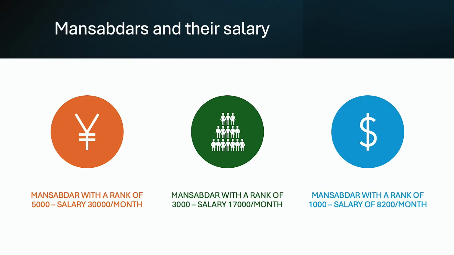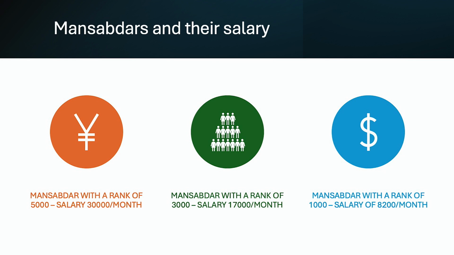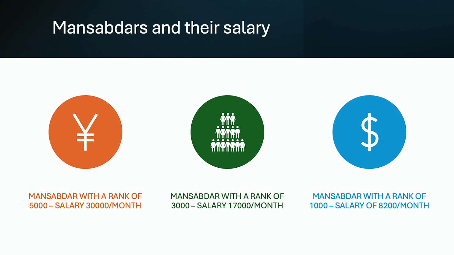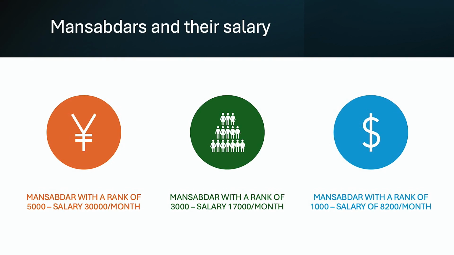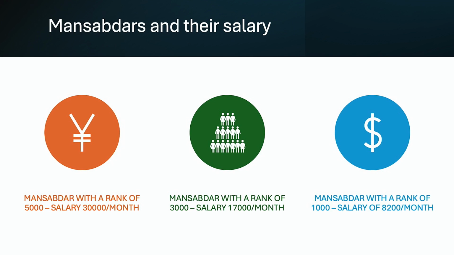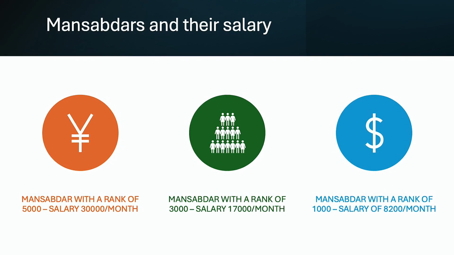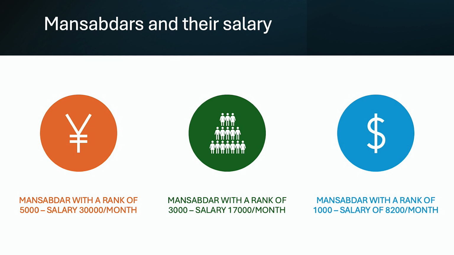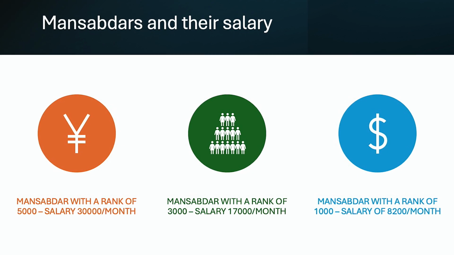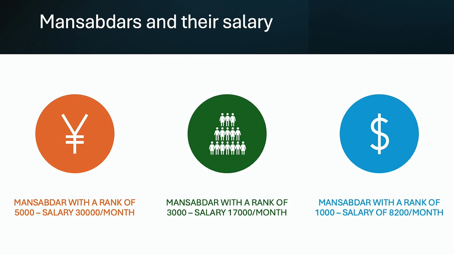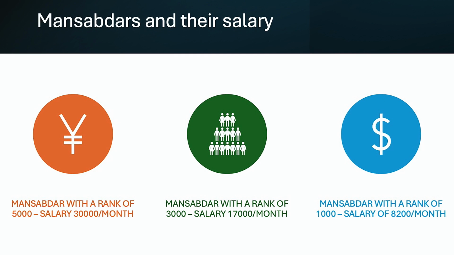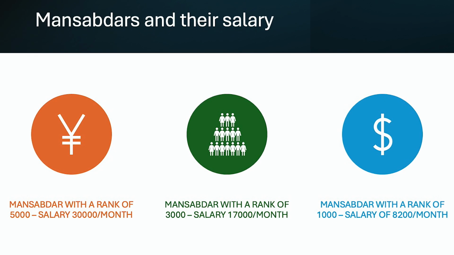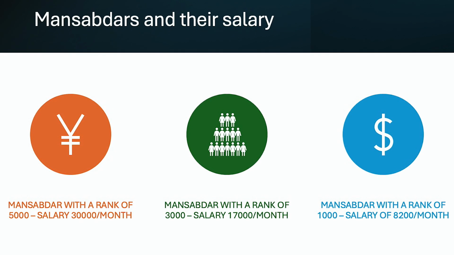For meeting these financial requirements, Mansabdars of all levels were paid very handsomely. A Mansabdar with a rank of 5,000 could get a salary of rupees 30,000 per month, and a Mansabdar with a rank of 3,000 could get a salary of rupees 17,000 per month. A Mansabdar with a rank of 1,000 could get a salary of rupees 8,200 per month. But depending upon the situation, their salaries were also reduced.